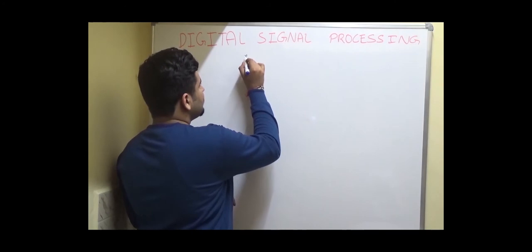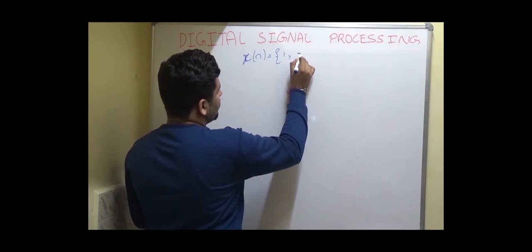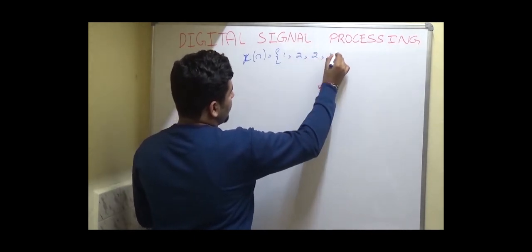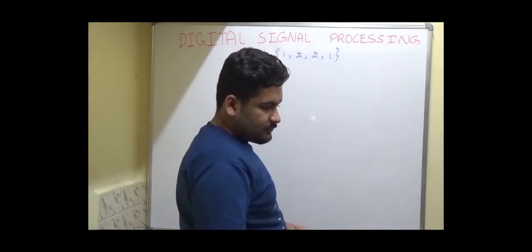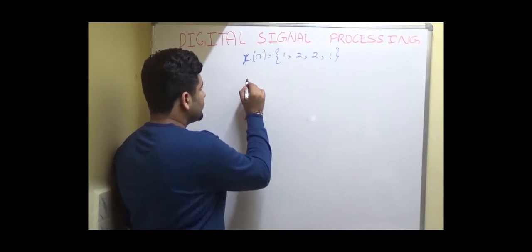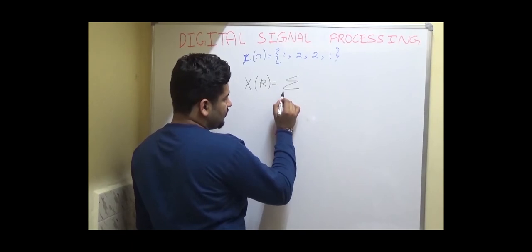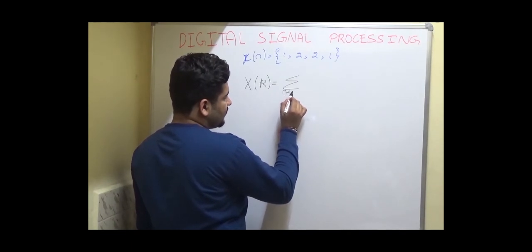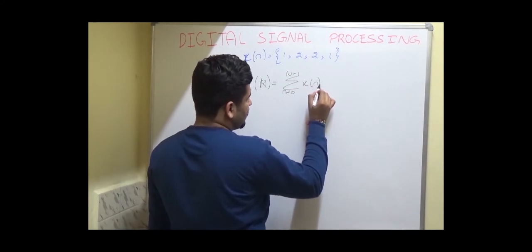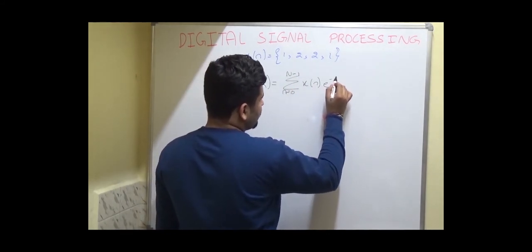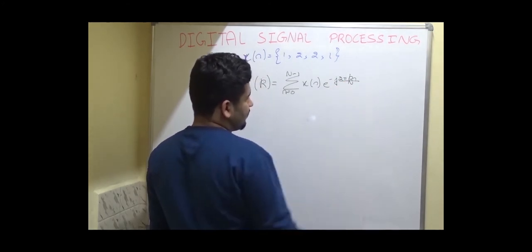The question goes like this. X of n is equal to 1, 2, 2, 1, and I'm supposed to find the DFT for this. So let us write the DFT formula first. X of k is equal to summation n ranging from 0 to capital N minus 1, x of n e raised to the power minus j 2 pi k n by capital N.